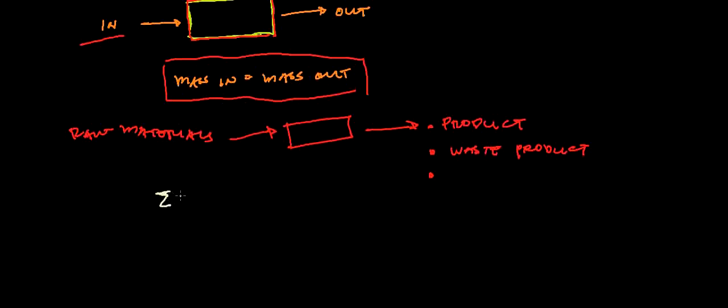the summation of our raw materials, let's denote it as MR, or mass of raw material, is equal to the summation of our products, the mass of the product, plus the total waste product. Let's call it waste.